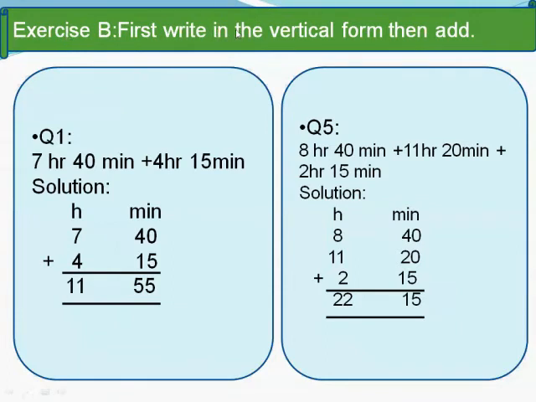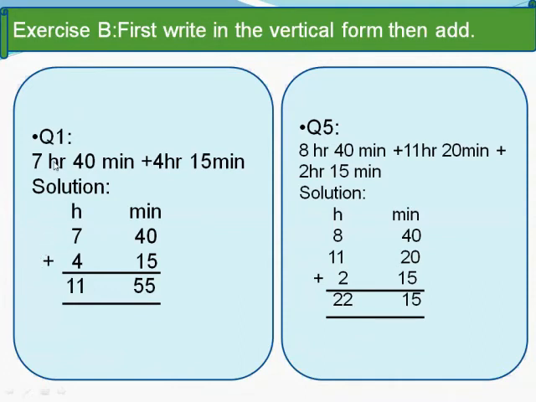First write in vertical form, then add. It means the question is given in the horizontal form. The values are in the horizontal form, but we write them in the vertical form. Whenever we write the sum from up to down, it is called vertical form, and the fundamental operation is addition.